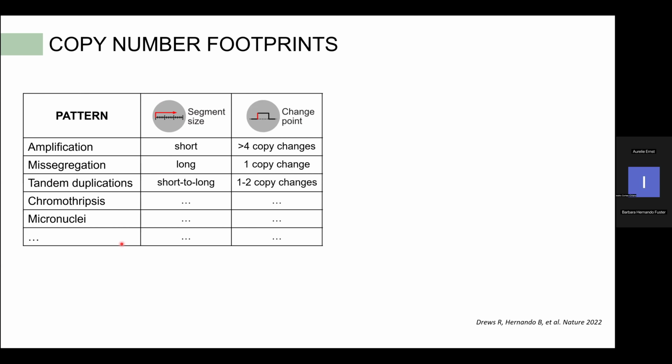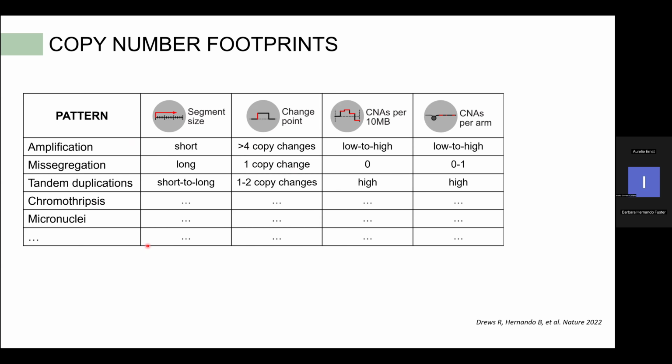Then we have another feature, which is the change point. What this feature tells us is how much the number of copies changes compared to the neighboring segment. In the case of amplification, we have high differences because they are huge amplifications, so there are copy number changes higher than 4. But in the case of chromosome segregation, we gain or lose just 1 copy, so this change point is just 1 copy. So we can still differentiate between the different patterns. And we did that for the different copy number features.